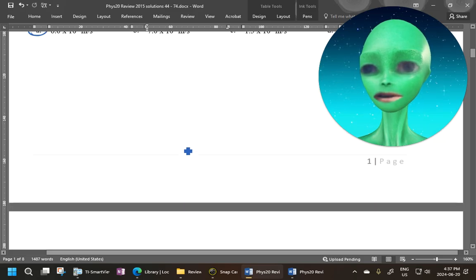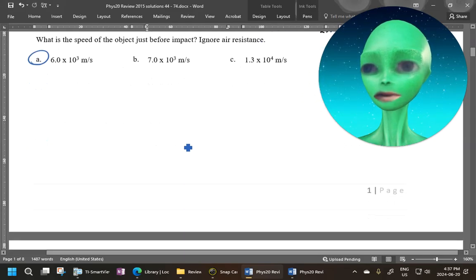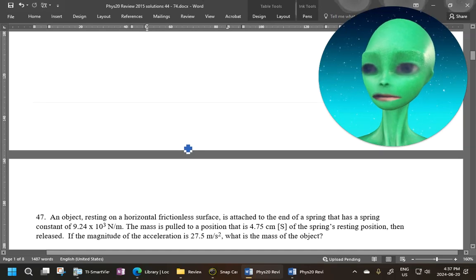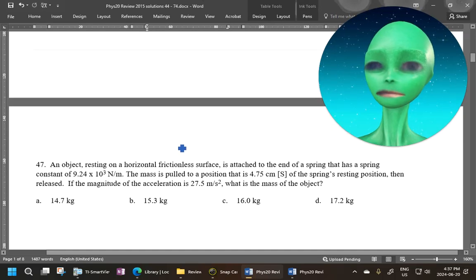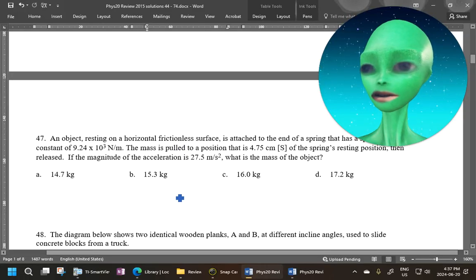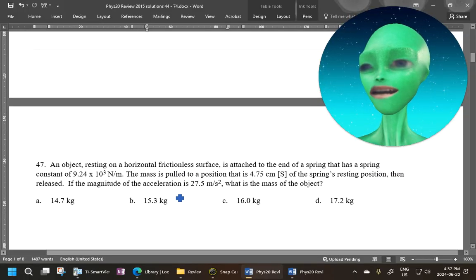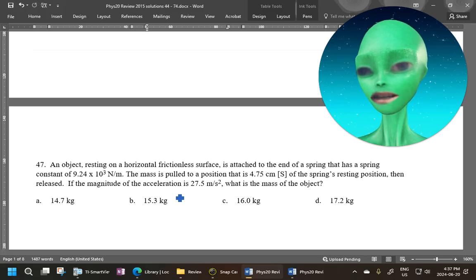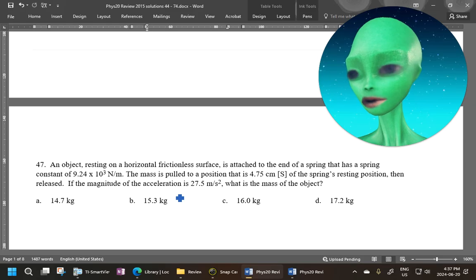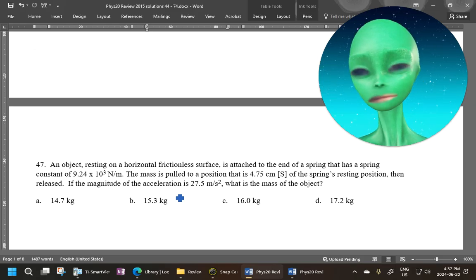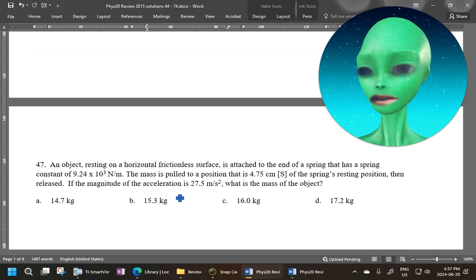There are some questions here we don't have to worry about, like 46, and there's a couple of questions back there with bearing methods and stuff. Anyway, an object is resting on a horizontal frictionless surface. Attached to one end is a spring with a spring constant of, that's a pretty big spring constant, 9,240 newtons per meter. The mass is pulled to a position of 4.75 centimeters and released. If the magnitude of the acceleration is that, what is the mass of the object?